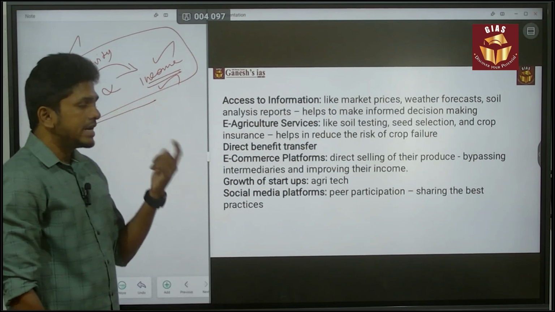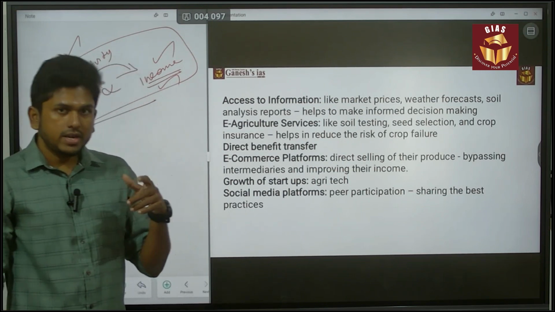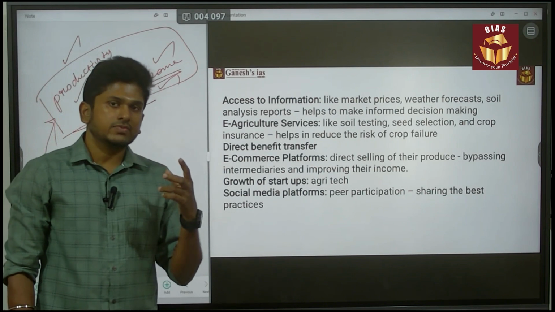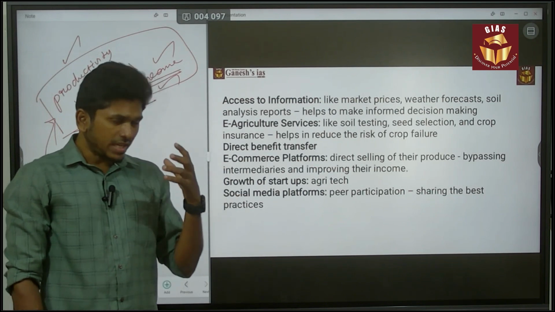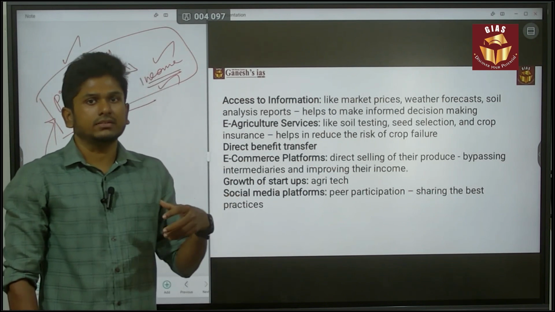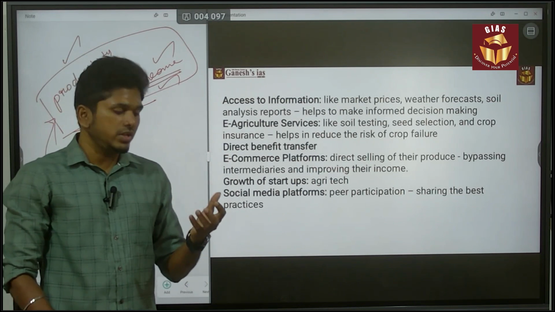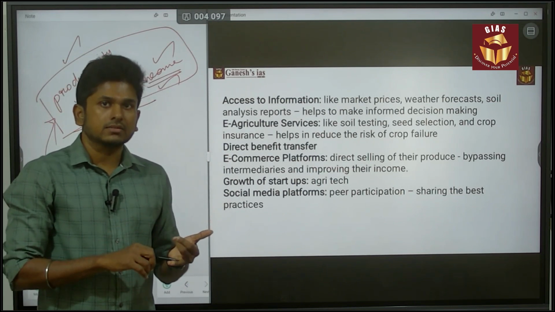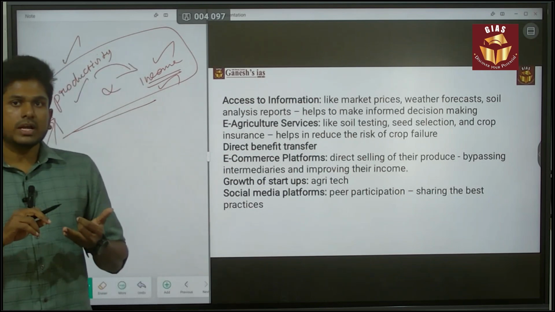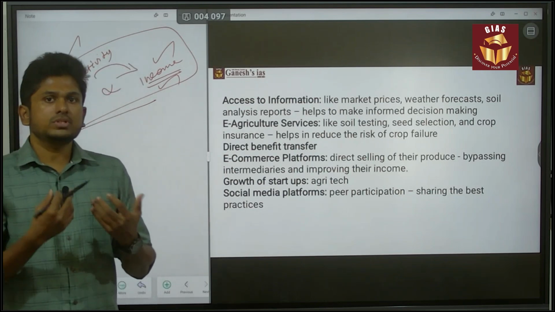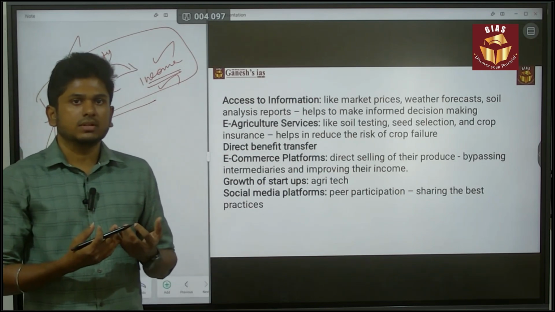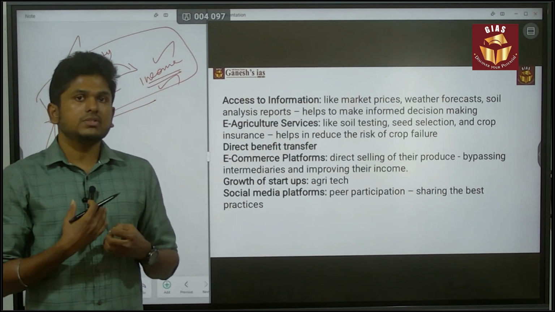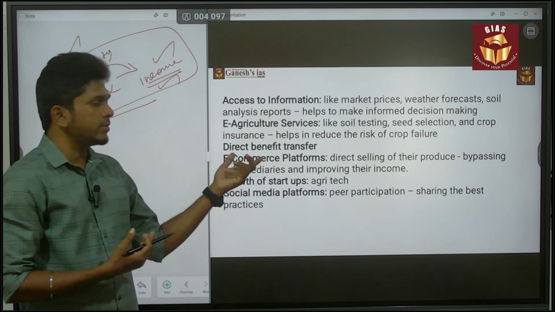Next, direct benefit transfer. We already discussed this, because direct benefit transfer is one of the greatest achievements of India, because due to that only we can overcome the issue of corruption and also leakages. Also, farmers have their own choice, because they get the money, they can buy anything. So that is one of the major benefits given by direct benefit transfer.